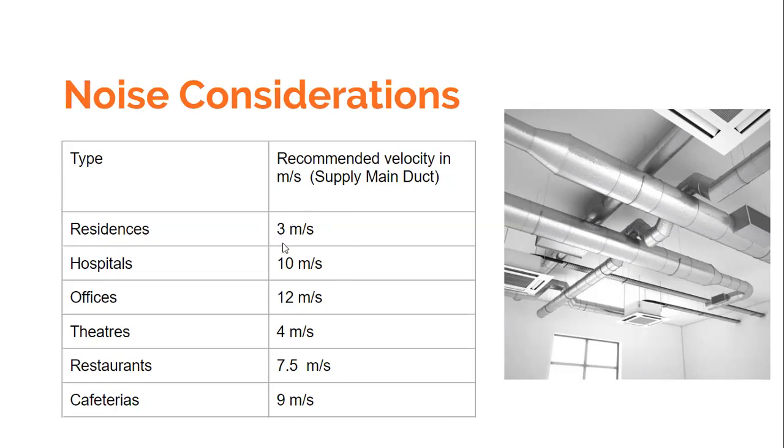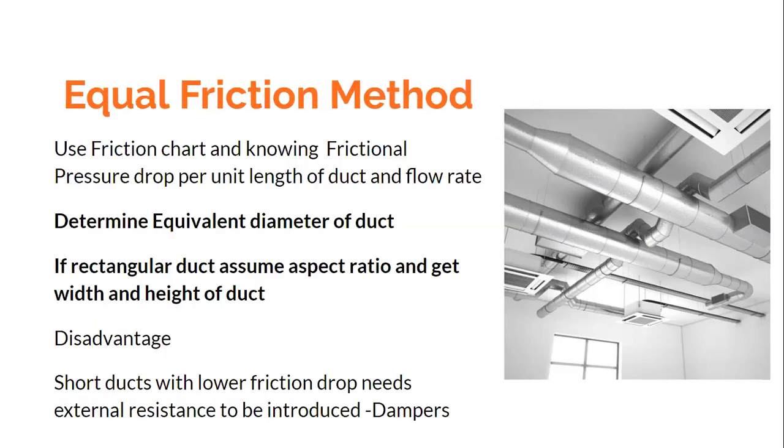rate, I get to calculate what? I get to calculate the frictional drop per unit length. And once that frictional drop per unit length is calculated, in the equal friction method, I keep that friction rate constant throughout my duct layout. So using the friction chart and knowing the frictional pressure drop per unit length of the duct, as I explained, and the flow rate from the load calculations, you can determine from the friction chart the equivalent diameter of the duct.